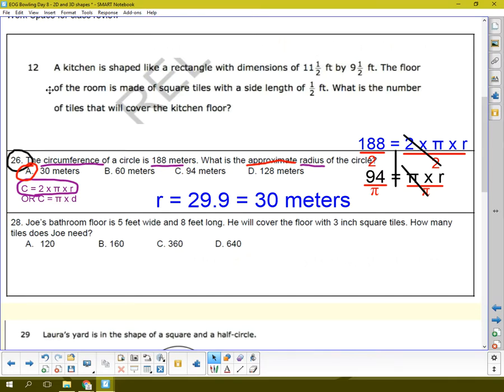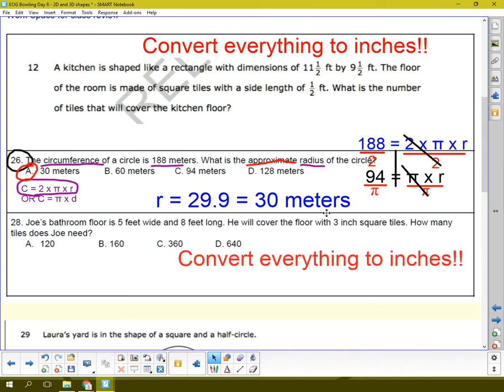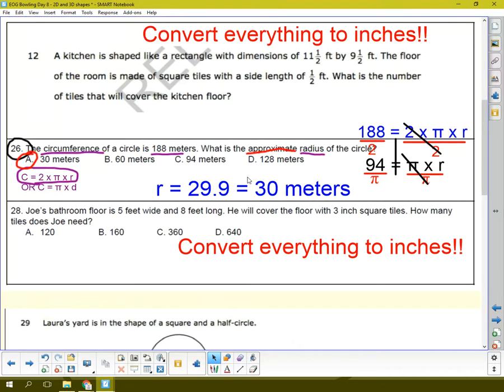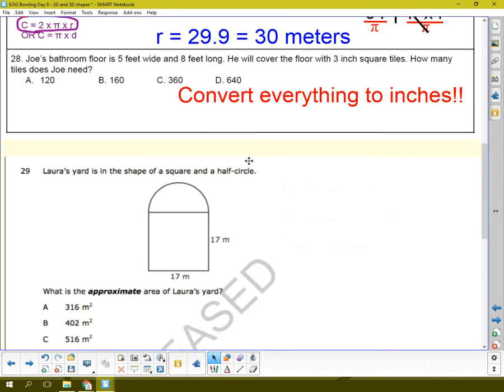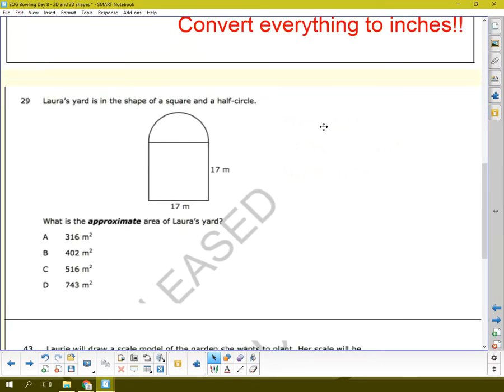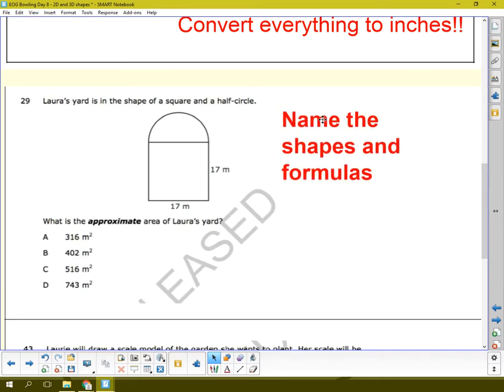I'm also going to point out to you numbers 12 and 28, talking about a kitchen and then a bathroom floor. My best advice for that first one is to convert all of these things to inches. There you go. Gave you some advice. And then number 28, I'm given feet and inches. I think it makes sense to convert everything to inches there too for numbers 12 and 28. Then look at the yards in the shape of a square and a half circle. You want to name the shapes and list the formulas for that square and the half circle.